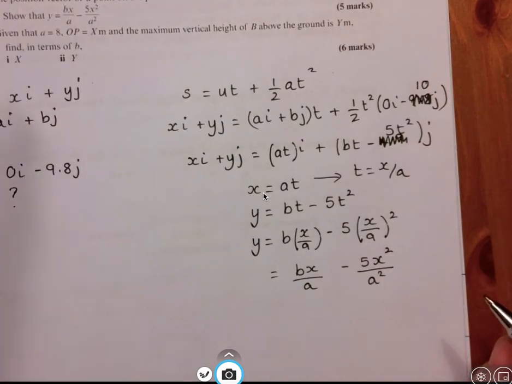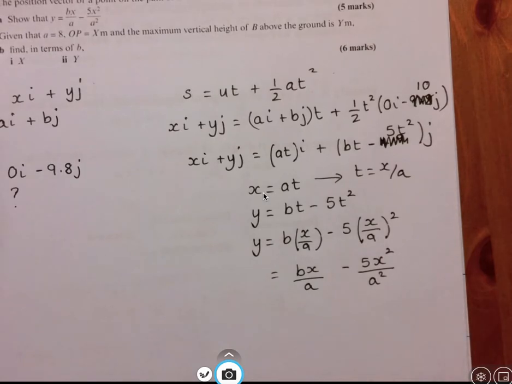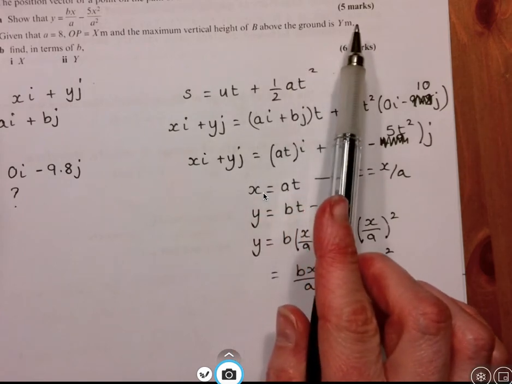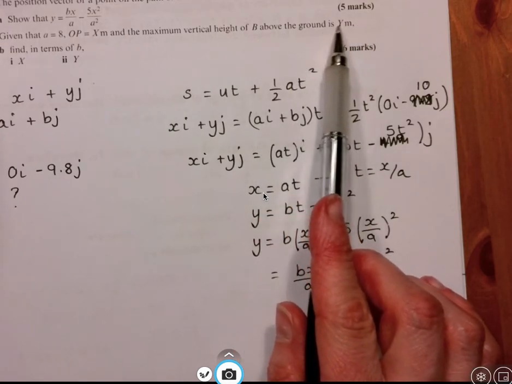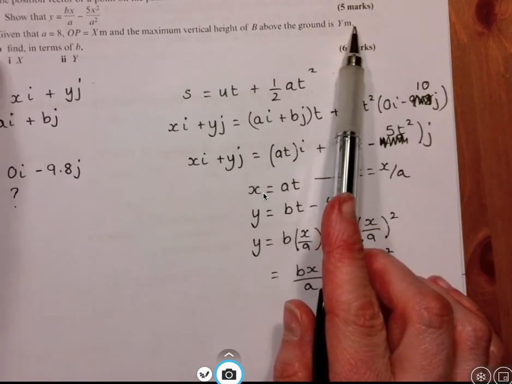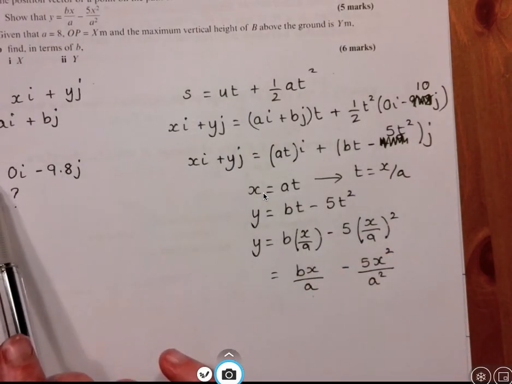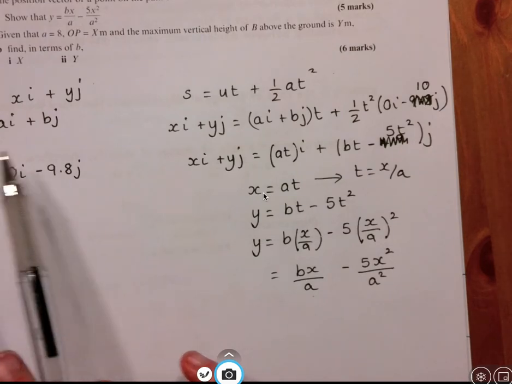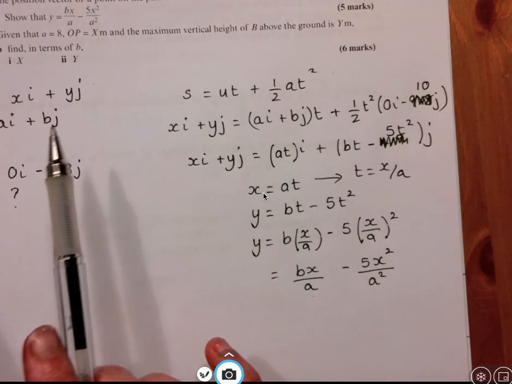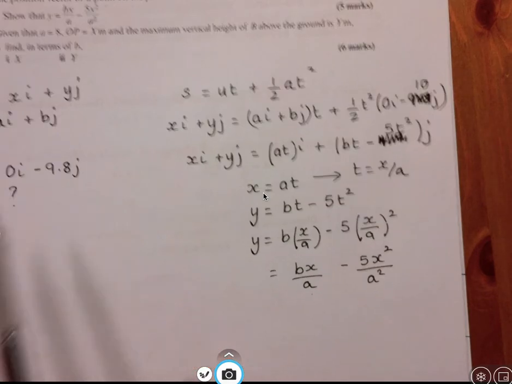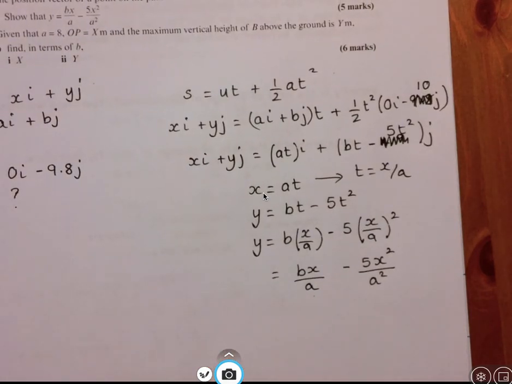So now part B, I'm going to leave you to try on your own. It says, given that a is 8, OP is x, and the maximum vertical height of B above the ground is y. If you think about it, the maximum vertical height above the ground is when the velocity in the y direction is equal to 0, so you can use that to help you. I will do my full solution and I'll post a picture of it online, but I just wanted to help you get that equation. Alright, hope that helps. Thank you.